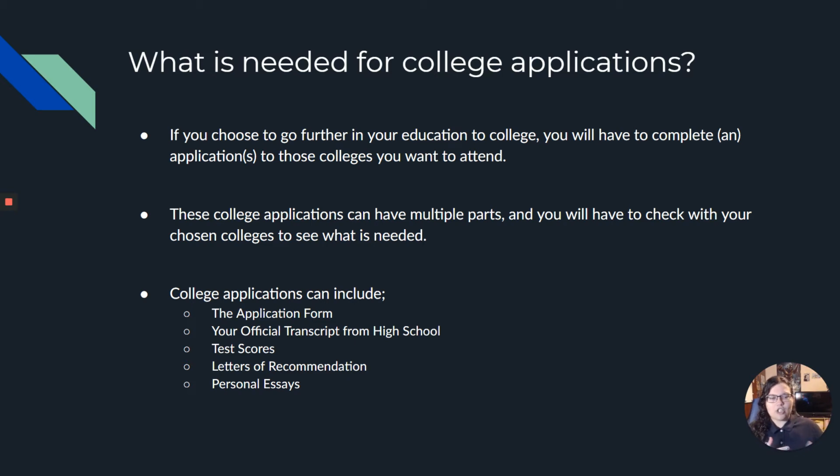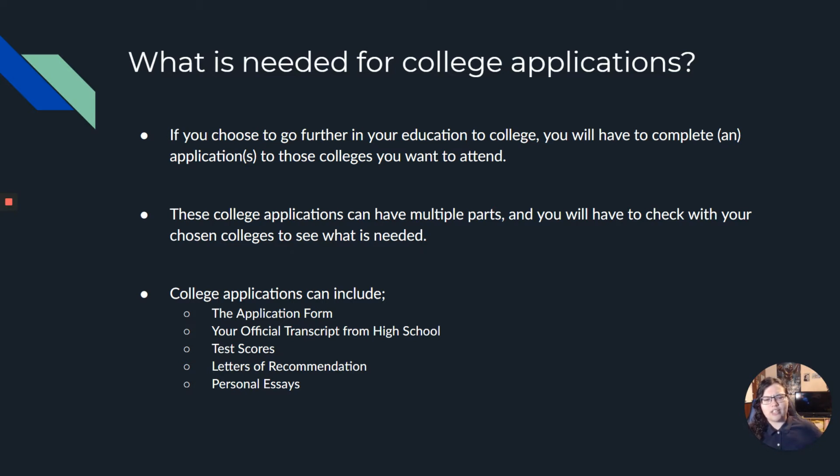These college applications can have multiple parts. They most likely will have at least 3 out of the 5 that we're about to talk about. And you'll have to check in with your chosen college to see what's needed. Refer back to their list always. This is just a very general overview of what your college may ask you for.